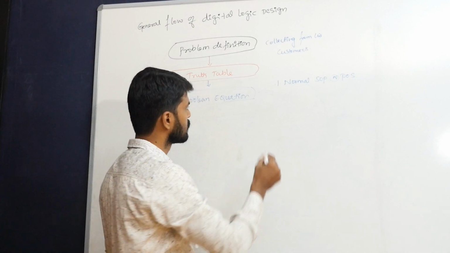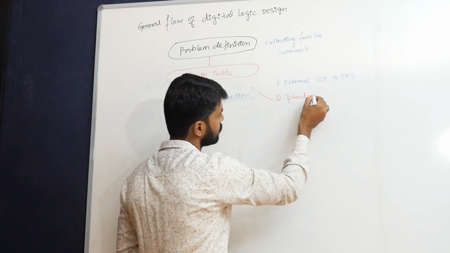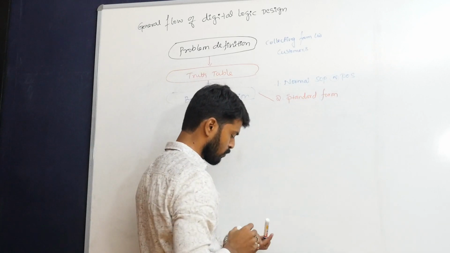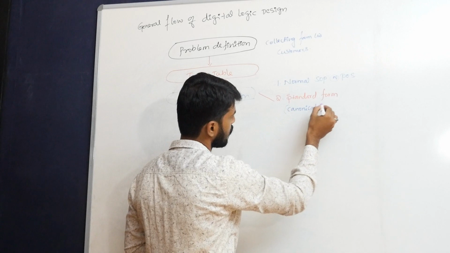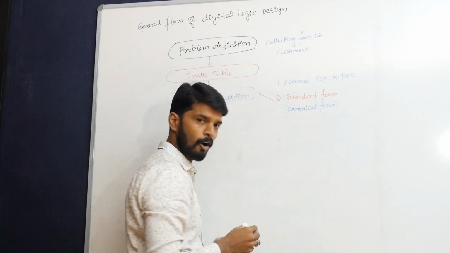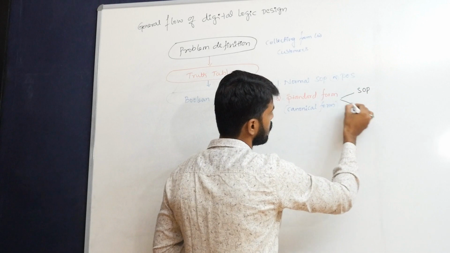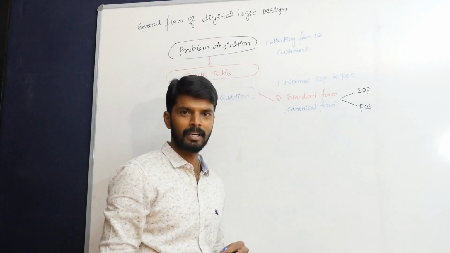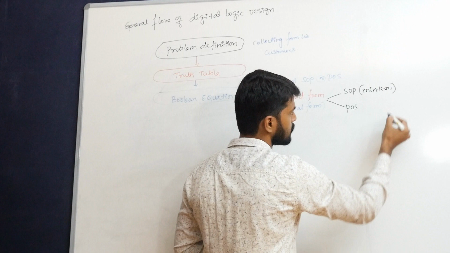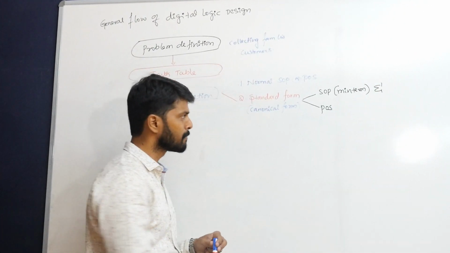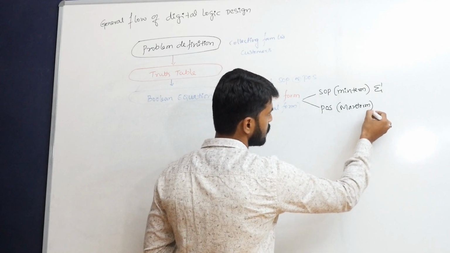Similarly, the other form is the standard form. It's also called a canonical form. Again, in this also we have SOP and POS. This SOP is also called a min term, and it is represented by the symbol summation. Similarly, the POS is represented in terms of max term. This is represented by pi.